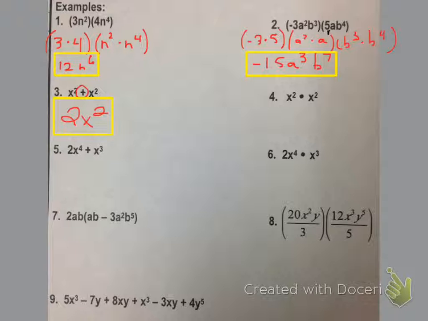Now, number 4 looks the same, except now our operation is what? Multiplication. So x squared and x squared, those are the only terms we have, come out to be x to the fourth power. And you can also write it this way for those of you who need to break it down more, x to the 2 plus 2. You'll see this in textbooks a lot, and that goes to x to the fourth.